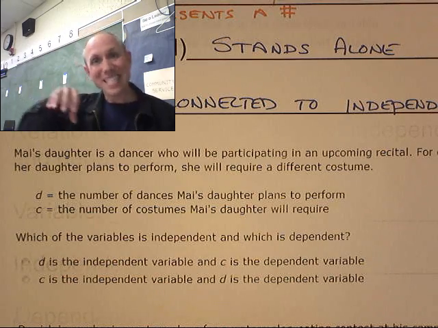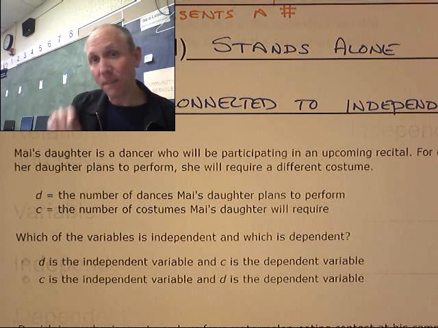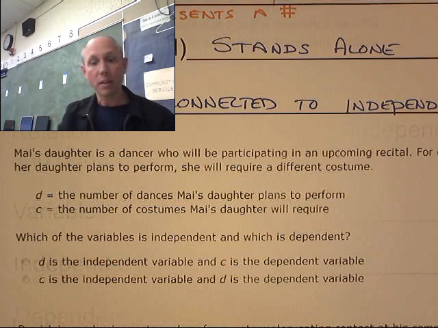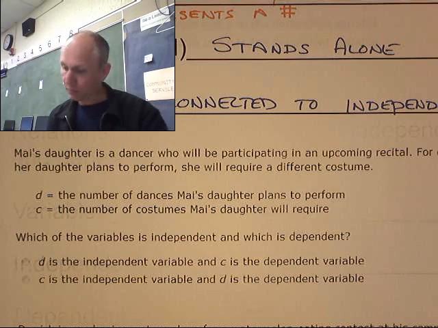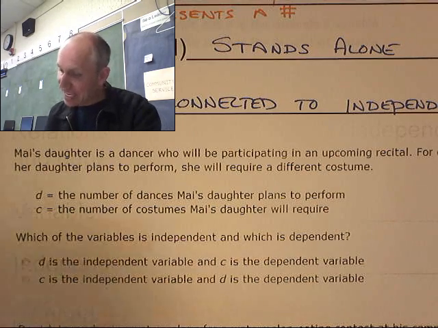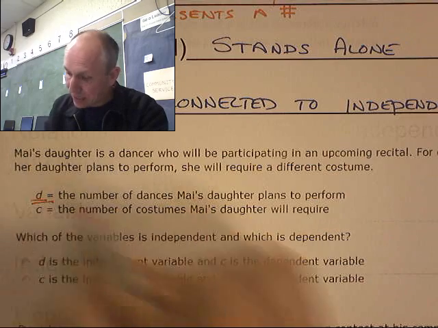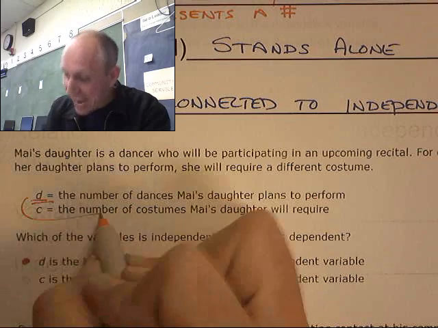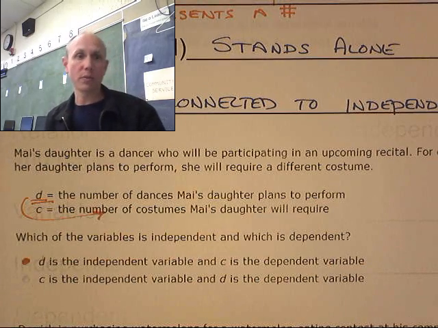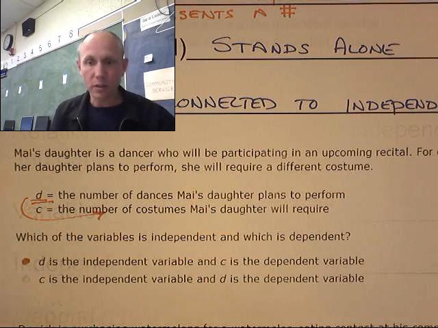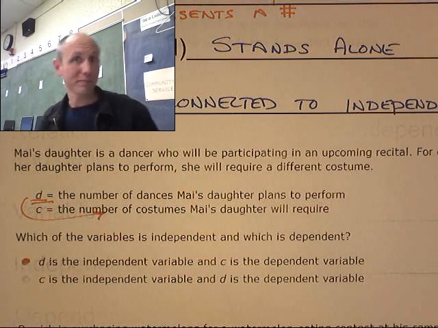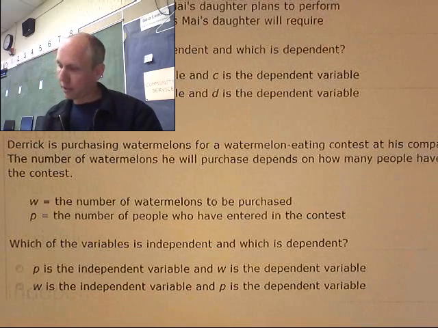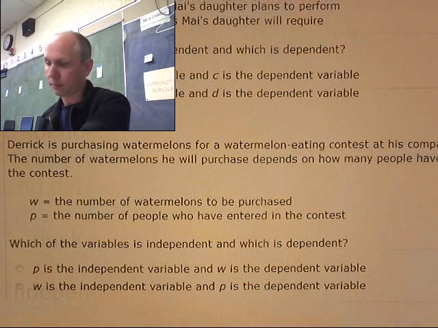So what's happening here? The independent variable is the number of dances, because that's driving out the number of dresses. So D is the independent variable. The number of dances is the independent one, and that one forces out the number of costumes. Dances forces costumes. You can't see that, can you?